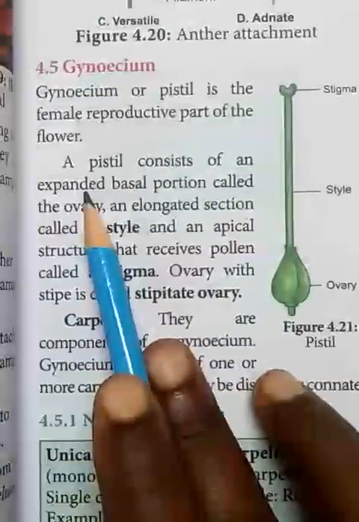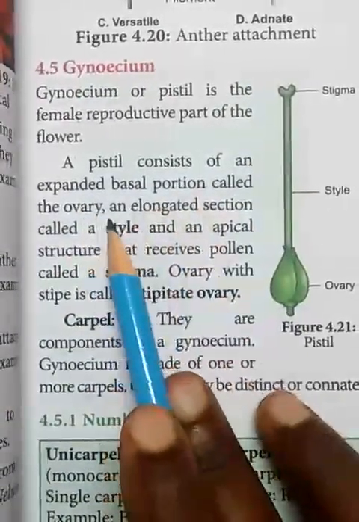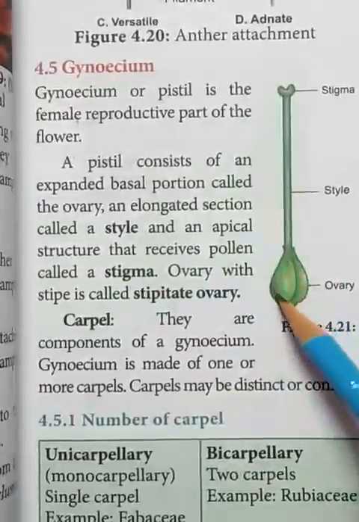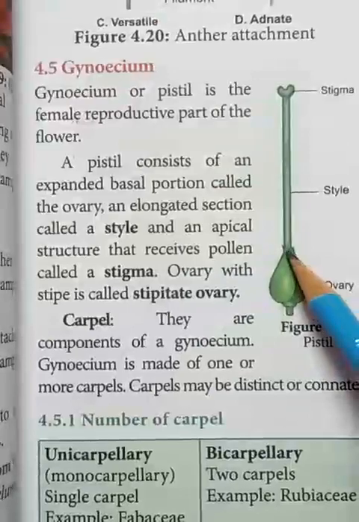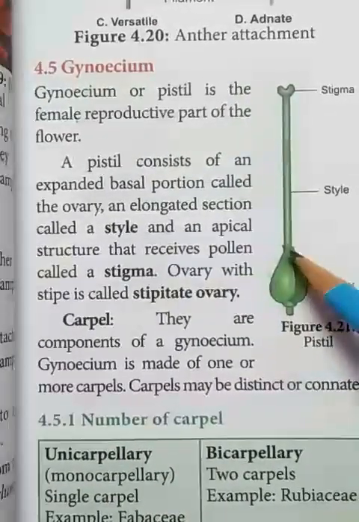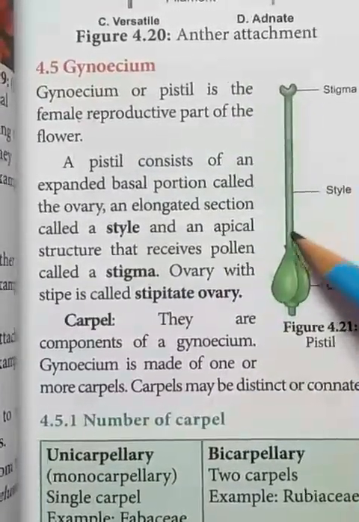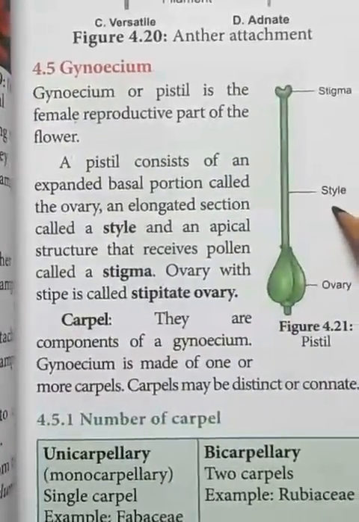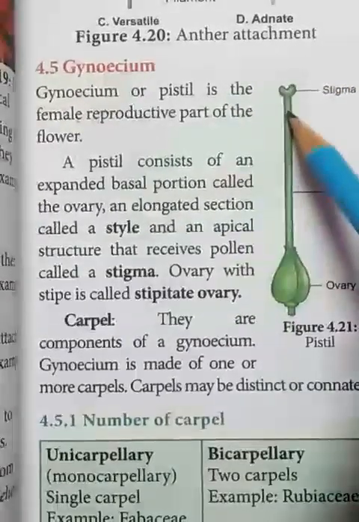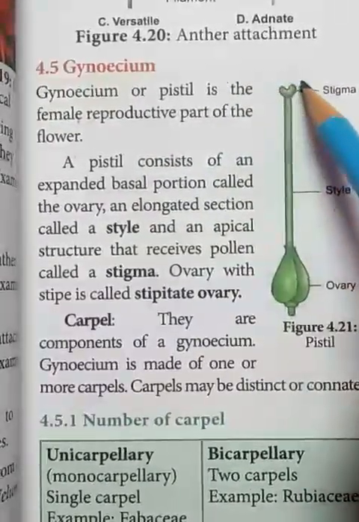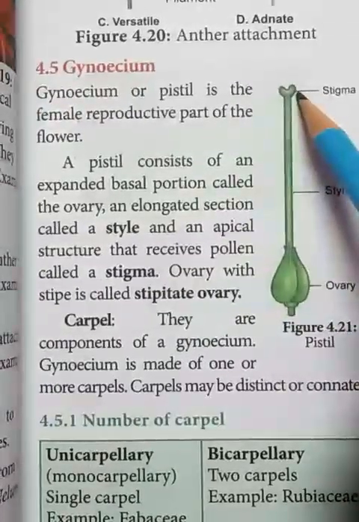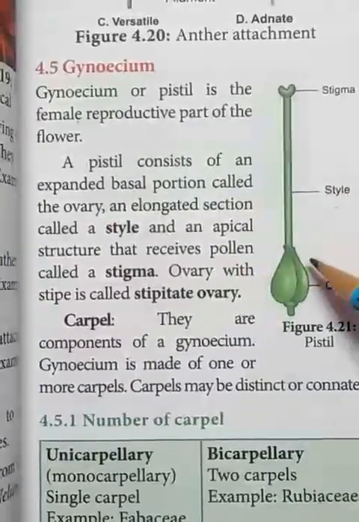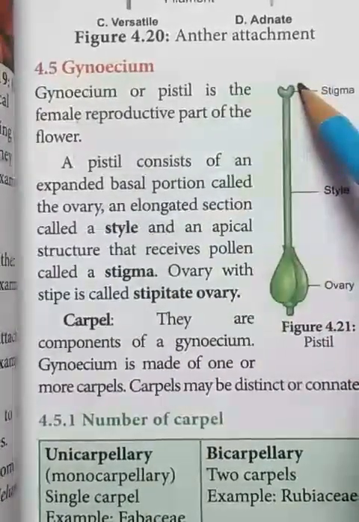A pistil consists of an expanded basal portion, that is called the ovary. So in a pistil or a gynoecium, there is an expanded basal portion. This portion is called the ovary. An elongated part is there which is projecting outwards. This is called the style. And on the top of the style there is a structure which is meant for receiving the pollen grain. This is called the stigma. So in a pistil or a gynoecium there are three parts: ovary, style and stigma.